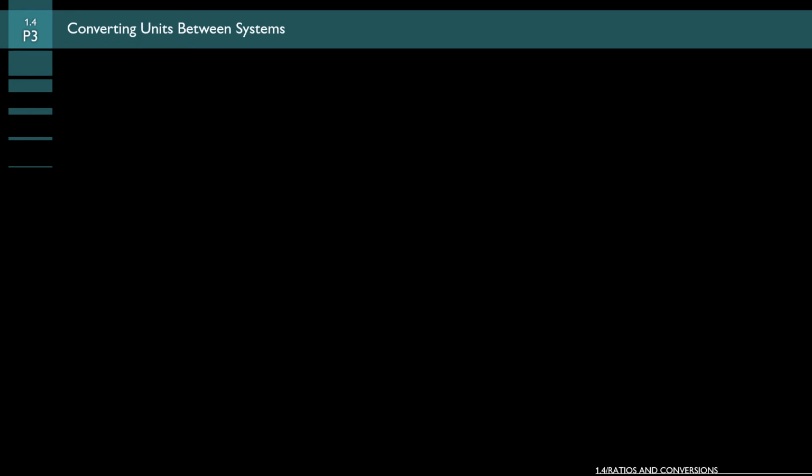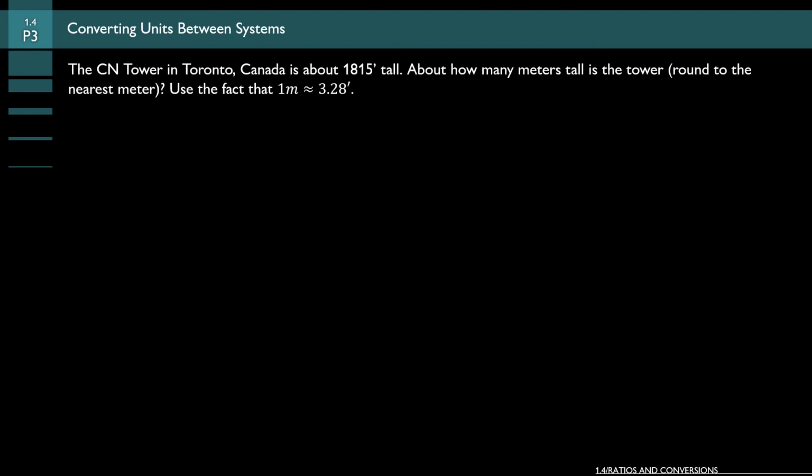In problem number 3, we're going to convert units between systems, specifically the imperial system, which is still in use in the United States, and the metric system, which is in use in most of the world. So the CN Tower in Toronto, Canada is about 1,815 feet tall. About how many meters tall is the tower, round to the nearest meter? Use the fact that 1 meter is approximately 3.28 feet.